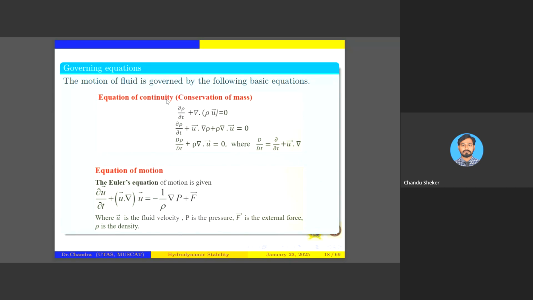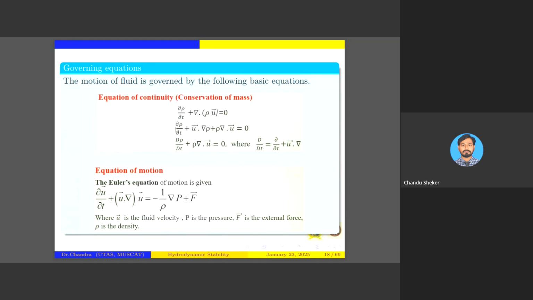The first one is the equation of continuity, and the next one is the equation of motion. What is the equation of continuity? It is dou rho by dou t plus del dot rho u bar equal to 0. Expanding the dot product gives u bar dot del rho plus rho into del dot u bar equal to 0.